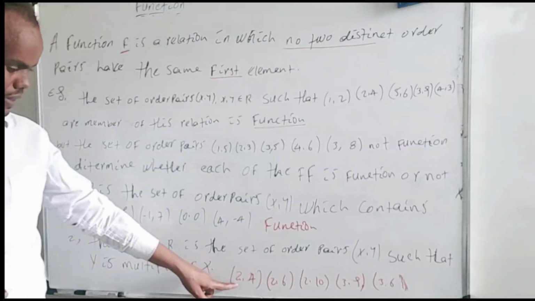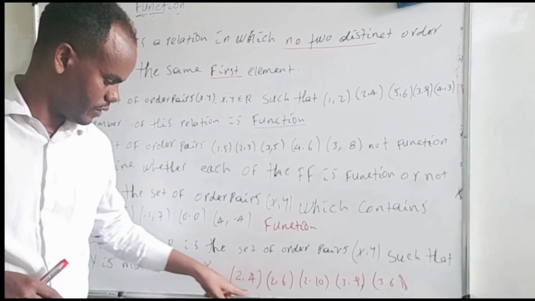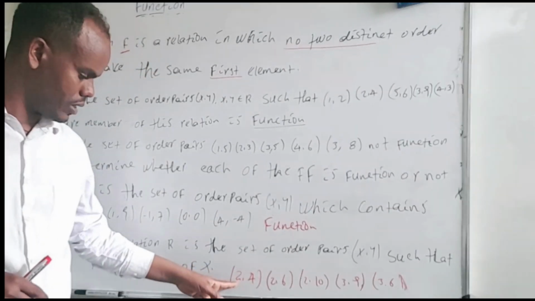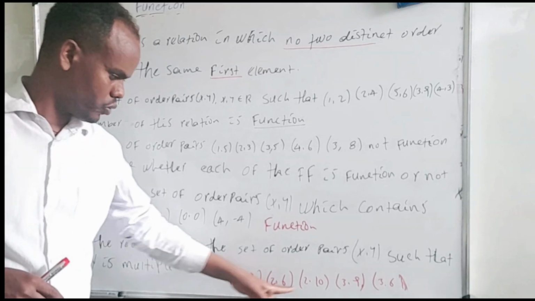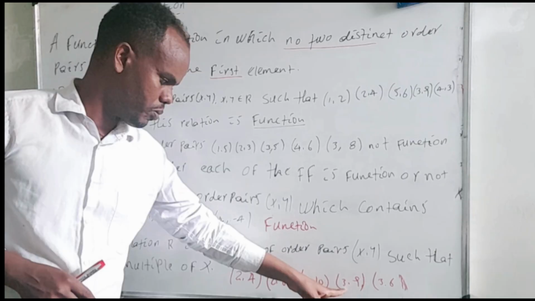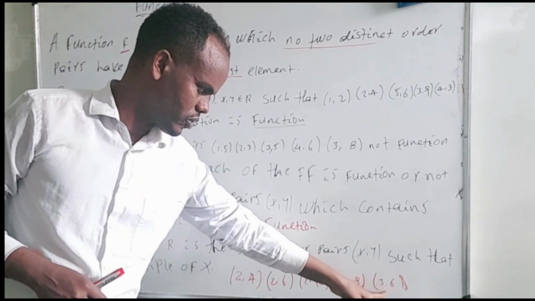Here there is repetition of the first element. There is a repetition at the first element. Here is 2, because 4 is a multiple of 2, 6 is a multiple of 2. Here is 3: 9 is a multiple of 3, and 6 is a multiple of 3.